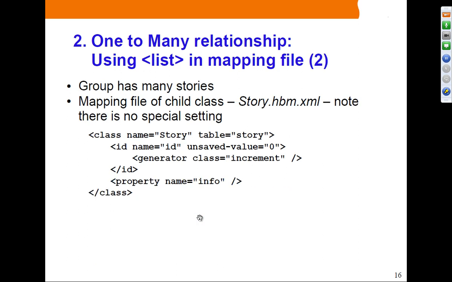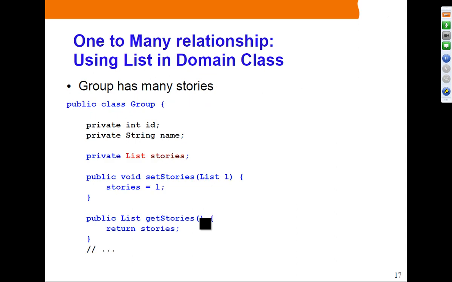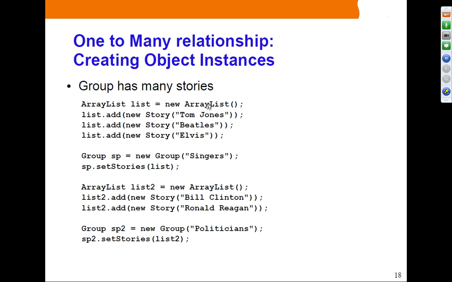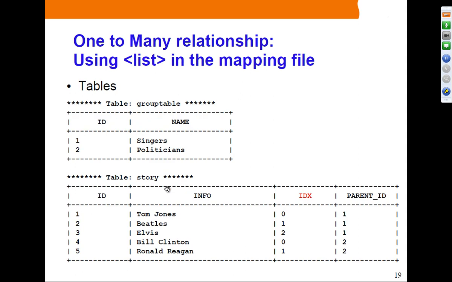So the only difference in this case is the index column, because a list can have an order. Again, for story there is nothing special you have to set, and here you are using the list interface. Here we create an array list object, and we add 3 stories to that list, and then we have group singers, and we set the stories list by calling setStories, and same thing with the second array list. And when you display the table, you not only have the foreign key column parent ID, but also the index column, which represents an order of these 3 items. And again, we have 2 items, so these provide the order of these entries.